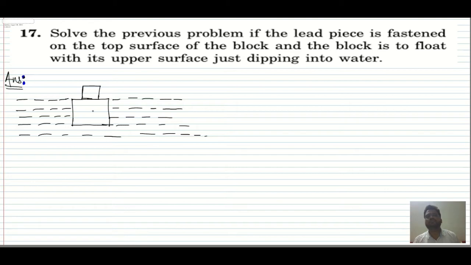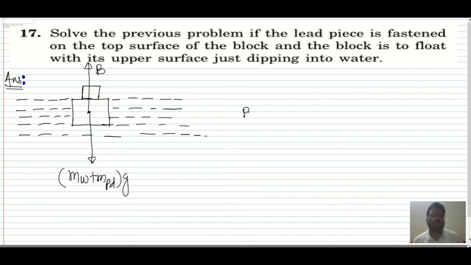चलो ठीक है, तो इसमें क्या लिख सकते हैं अपन, देखो सेम थिंग हियर आल्सो, mass of the wood plus mass of the lead into acceleration due to gravity is balanced by what? Buoyant force. So buoyant force B is equal to mass of the wood plus mass of the lead into acceleration due to gravity लिख सकते हैं. What is the buoyant force over here? Buoyant force is density of the liquid 1 into volume displaced, which is only the volume of wood now, right?